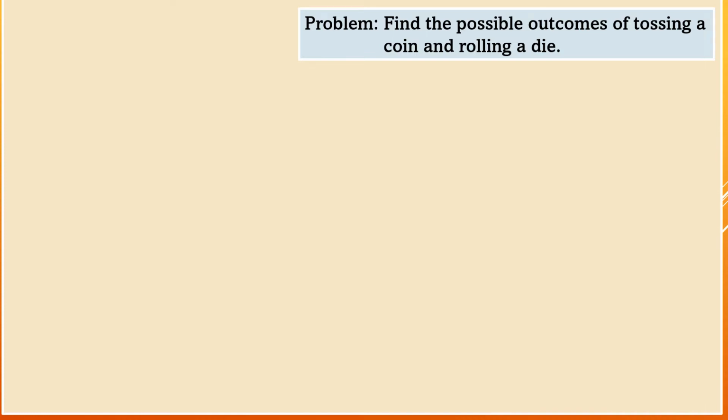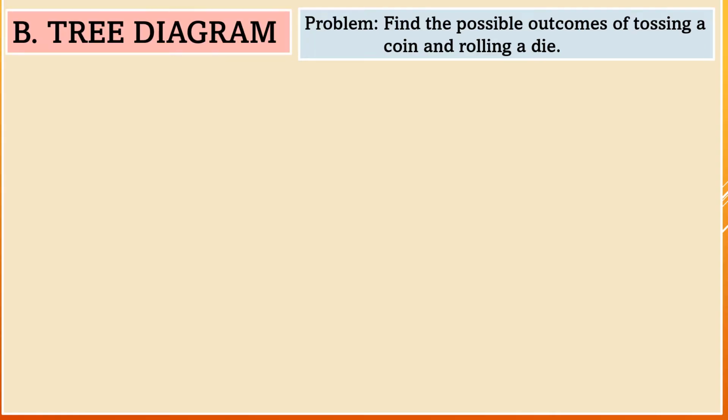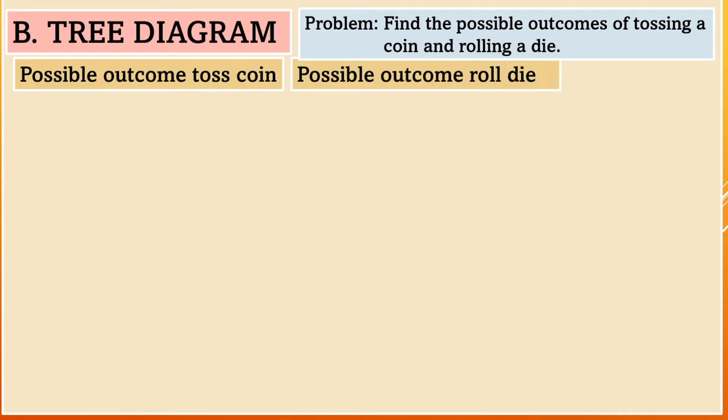Now let us try finding the possible outcomes of tossing a coin and rolling a die by using the tree diagram. So we are going to list muna the possible outcomes of tossing a coin and the possible outcomes of rolling a die. So, sa first try natin, say for example, ang lumabas sa tossing a coin is head. And then sa die, ang lumabas ay 1. So, we are going to record that 1. So, we have H1 or head 1.